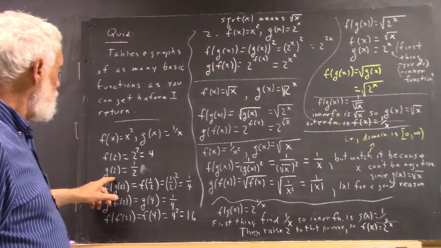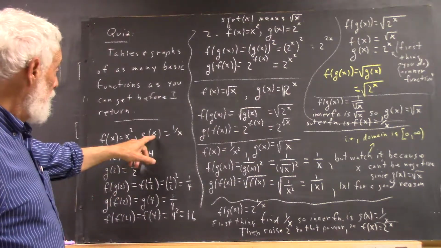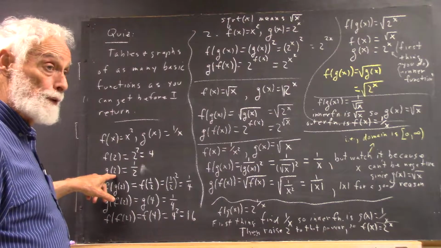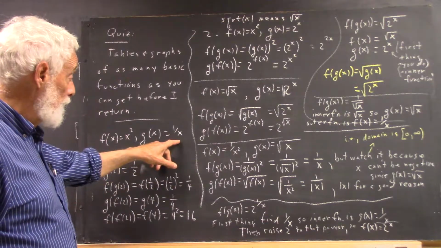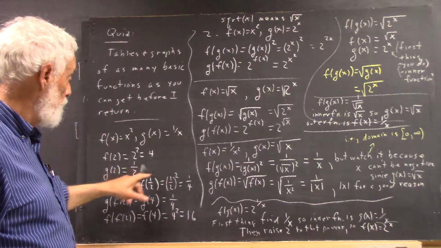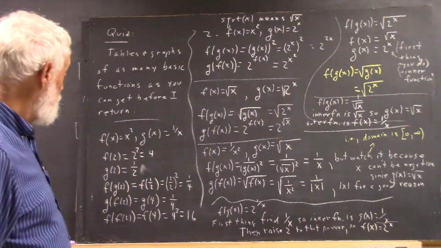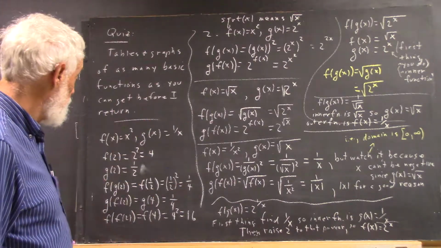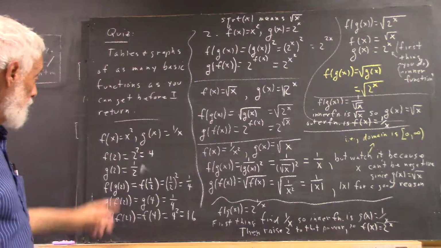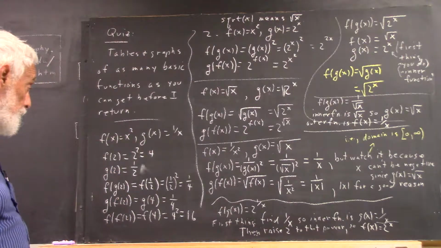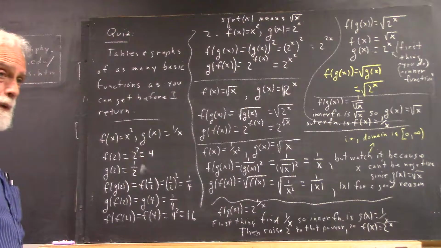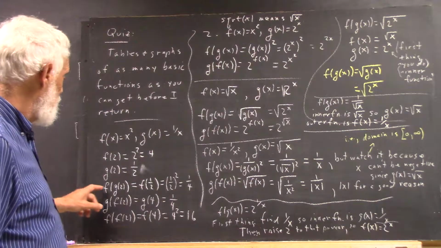Okay, what's g of 2? Well, x has been replaced by 2. So you're going to have to replace this x by 2. You get 1 over 2, 1/2. And there's no simplification to that. You simplified the 2 squared, but 1/2 is already simplified. Okay, now question, what's f of g of 2?